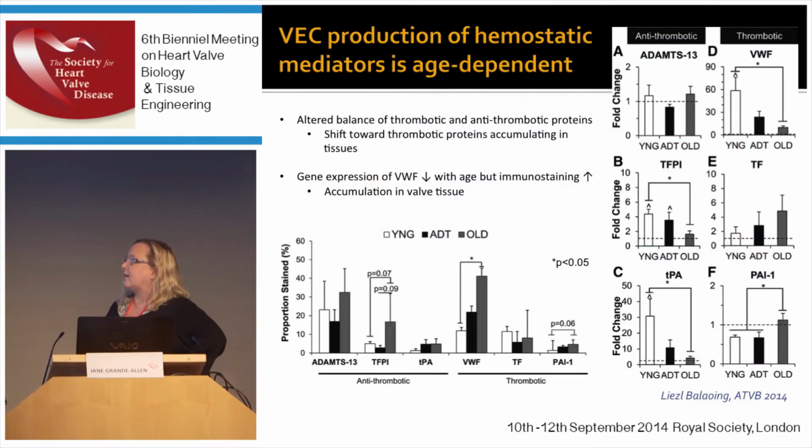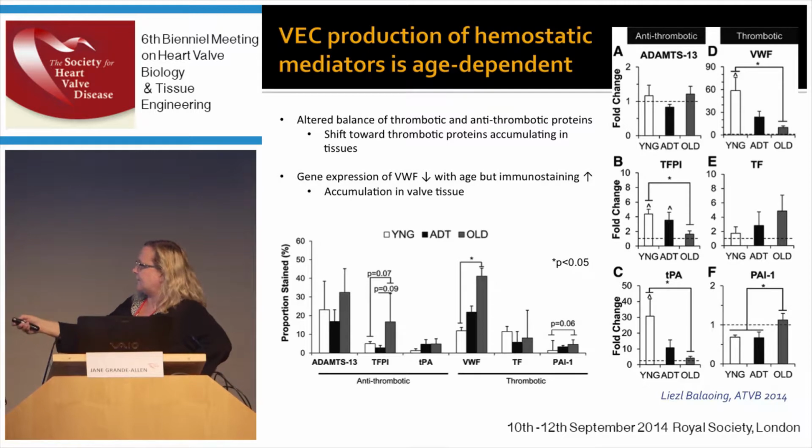So we've been looking at how valvular endothelial cells taken from different ages of animals produce these thrombotic and antithrombotic proteins. And just to summarize a lot of busy data here, just as an example, looking at tissue factor pathway inhibitor and tissue factor, you can see that there's a reduction in the gene expression of TFPI with age. There's a hint of an increase in tissue factor with age.